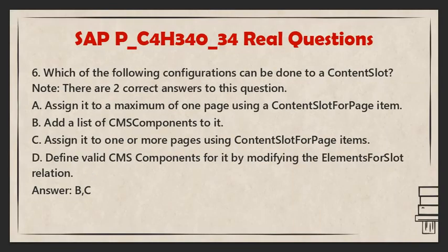6. Which of the following configurations can be done to a content slot? Note: there are two correct answers to this question. A. Assign it to a maximum of one page using a content slot for page item. B. Add a list of CMS components to it. C. Assign it to one or more pages using content slot for page items. D. Define valid CMS components for it by modifying the elements for slot relation. Answer: B, C.